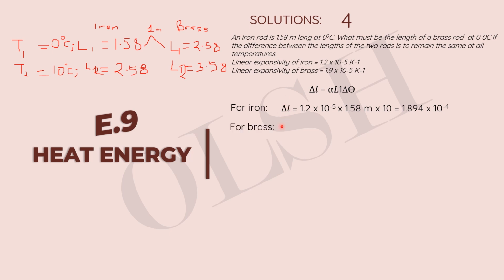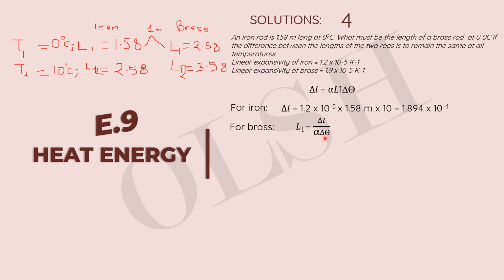So for brass now, we can't really find the L for brass because we don't even have L1. We can't even find the L for brass at an L2 of 10 because we don't even have L1. So for brass, since we already have change in length, we can go straight into finding L1 for brass, which is what we were asked to find. So we have the change in length already. The change in length happens to be the value we got for iron. We have alpha already, which is given here.